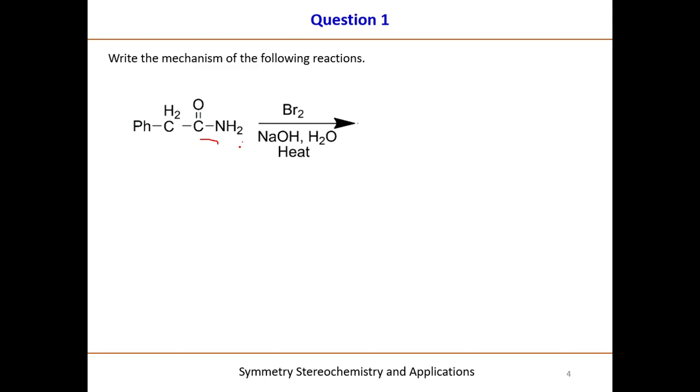So in the Hoffmann rearrangement reaction, what happens first? First, the deprotonation of the amide and nucleophilic attack on X2 takes place. So how will we do the nucleophilic attack and deprotonation of the amide? This nitrogen has NH2, right? This is the amide group, as I told you. I will write here openly.